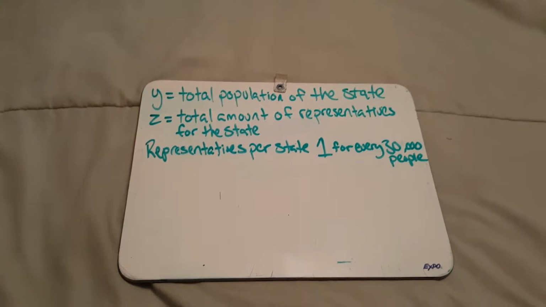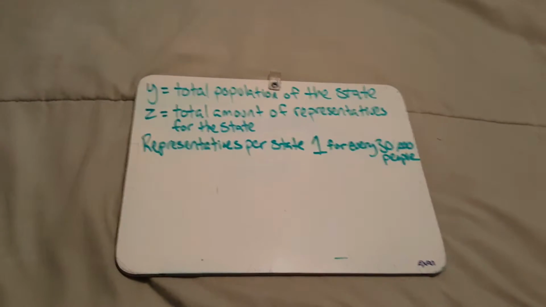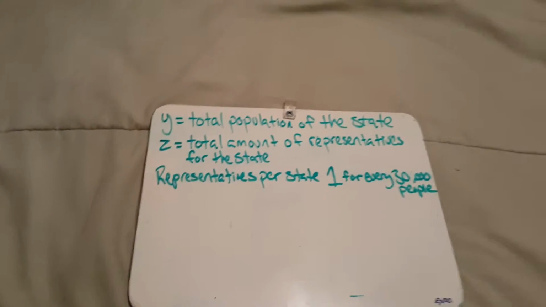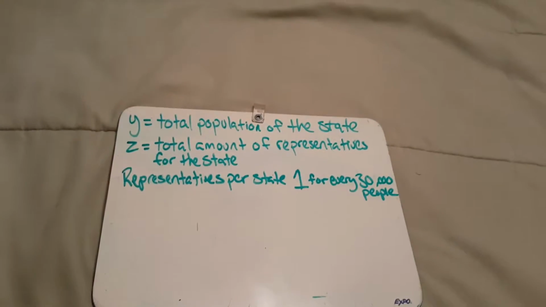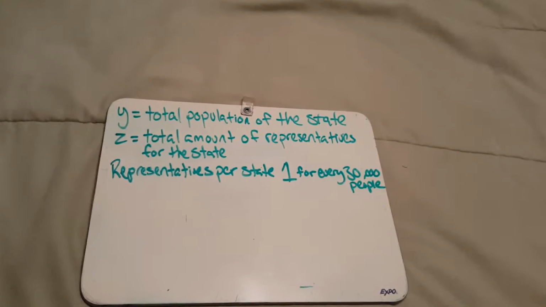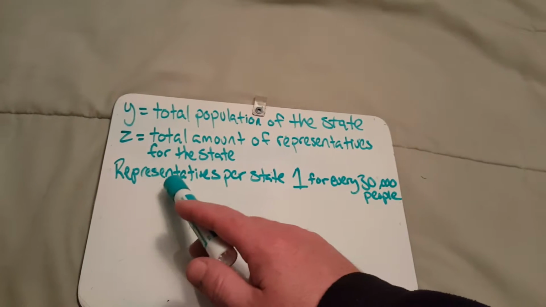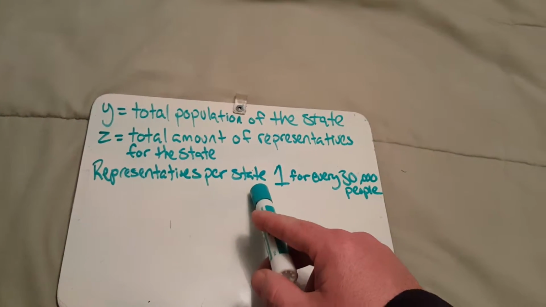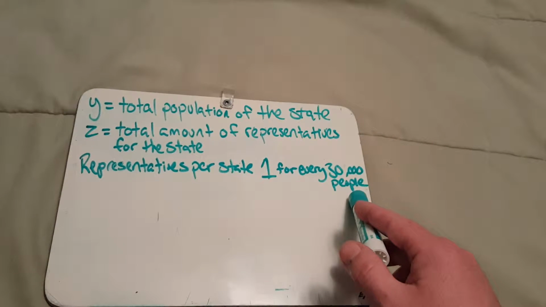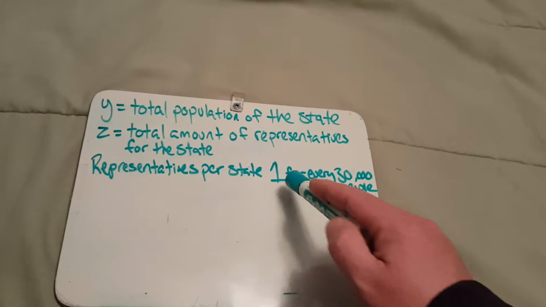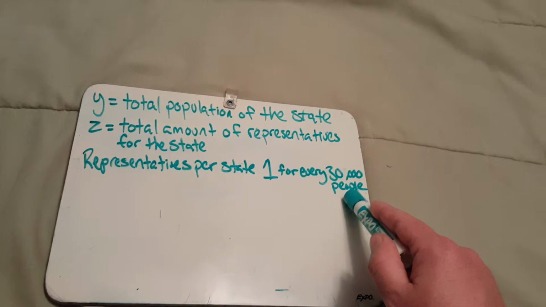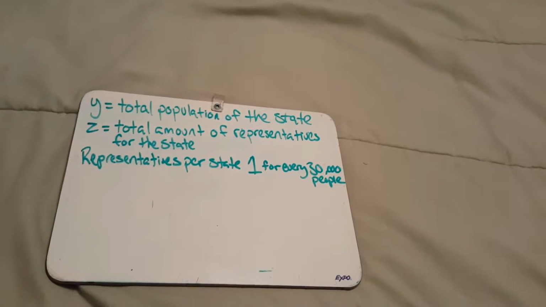For our third and final equation, to find out how many representatives are going to be sent to the House of Representatives for each state, we need to find out Z. And Z is the total amount of representatives for the state. Now, under the laws of the Constitution at the time, the number of representatives per state is going to be one representative for every 30,000 people. So again, one representative for every 30,000 people in that state.